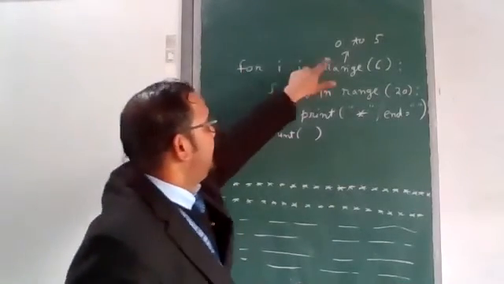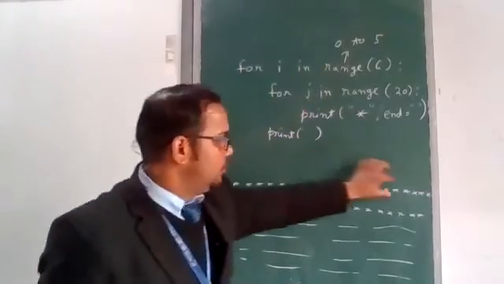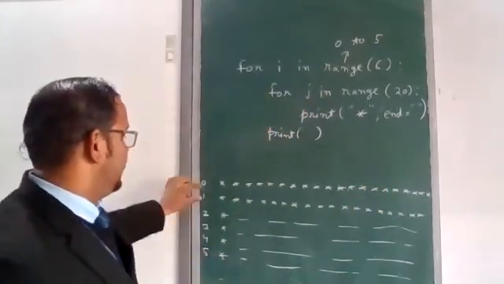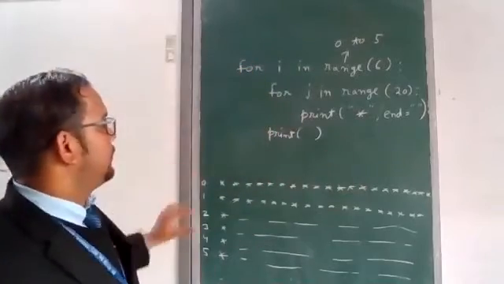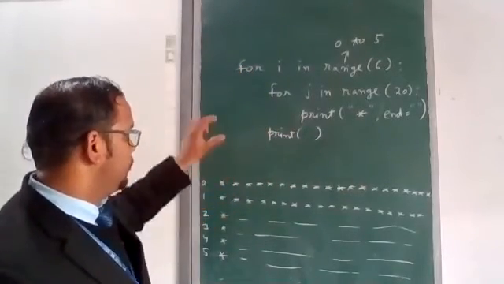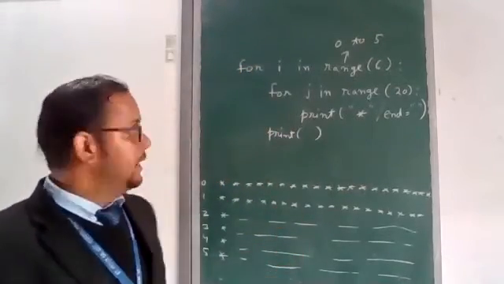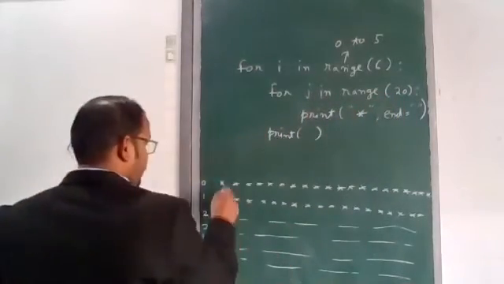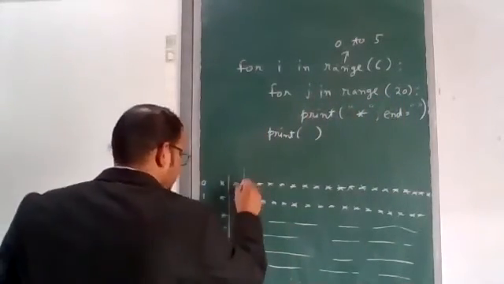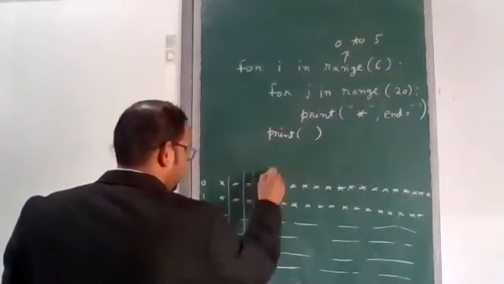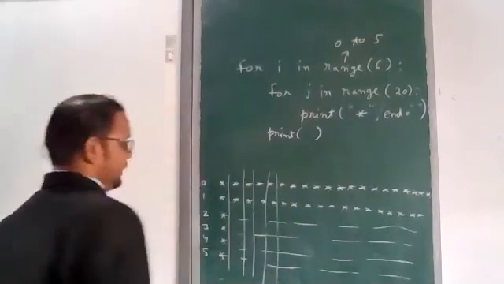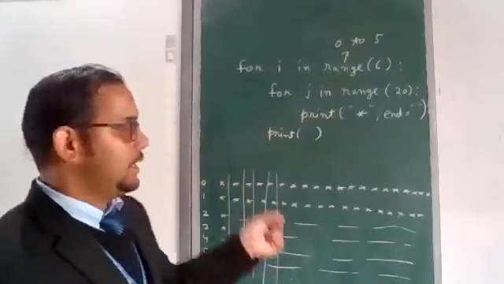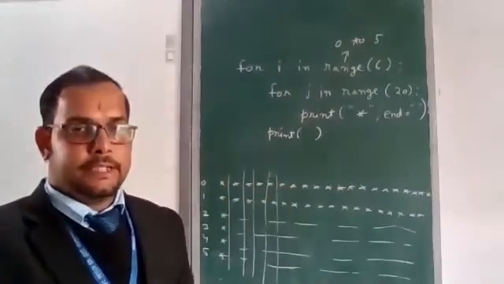When the value of I is 0, the first row will display. When the value of I is 1, the second row. When the value of I is 2, the third row, like this. Then J in range 20, that is for 20 columns: 1 column, 2 columns, 3 columns, 4 columns, like this. In each column, one star will display.